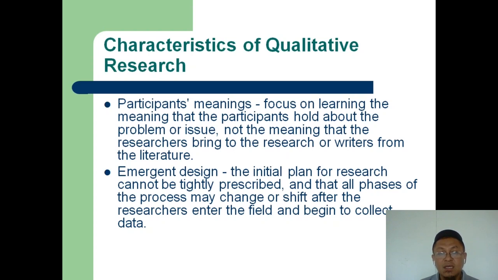from the participant. And then qualitative research has to do with emerging design. The initial plan for research cannot be tightly prescribed. Remember in my previous lecture, I showed in a diagram format the difference between positivism and interpretivism. In terms of the design, for positivism, the research design is fixed. For interpretivism, the research design is flexible. So the research design should not be fixed when it comes to qualitative research.